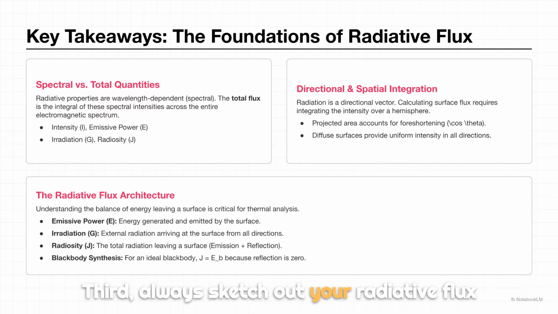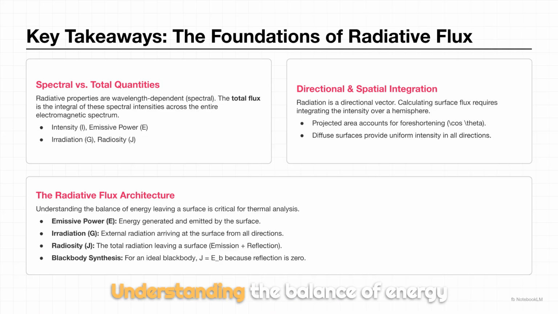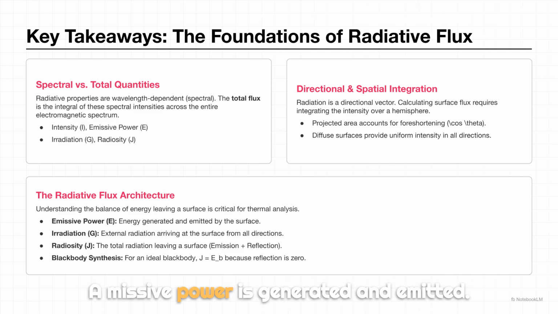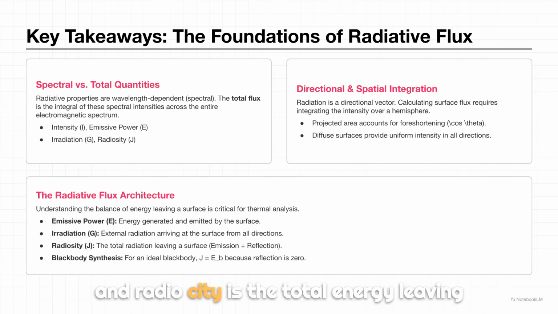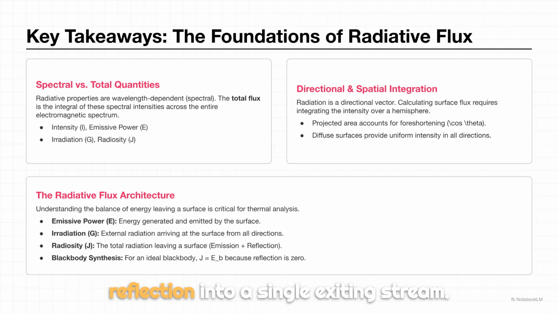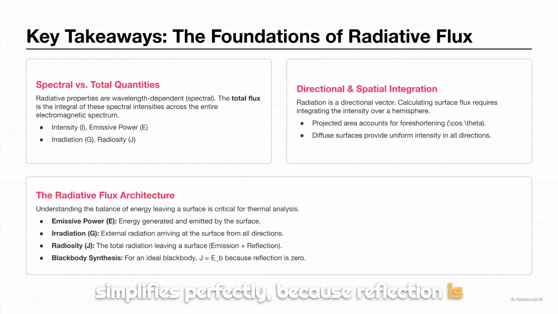Third, always sketch out your radiative flux architecture. Understanding the balance of energy leaving a surface is critical for thermal analysis. Always break it down. Emissive power is generated and emitted. Irradiation arrives from the environment, and radiosity is the total energy leaving the surface, which synthesizes emission and reflection into a single exiting stream. For an ideal blackbody, this architecture simplifies perfectly, because reflection is 0.